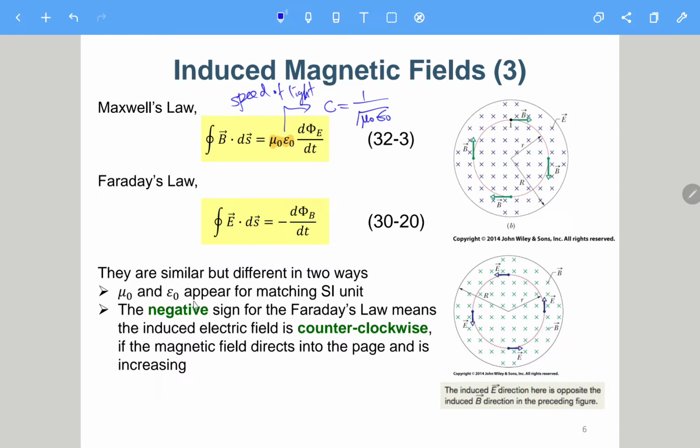Okay, so this is the first different point, and then the second one is the negative sign for Faraday's law. The negative sign for Faraday's law means the induced electric field is counterclockwise if the magnetic field is directed into the page and is increasing. So here is for Maxwell's law. When the E field is pointing into the page and increasing, the induced B field should follow the right-hand rule.